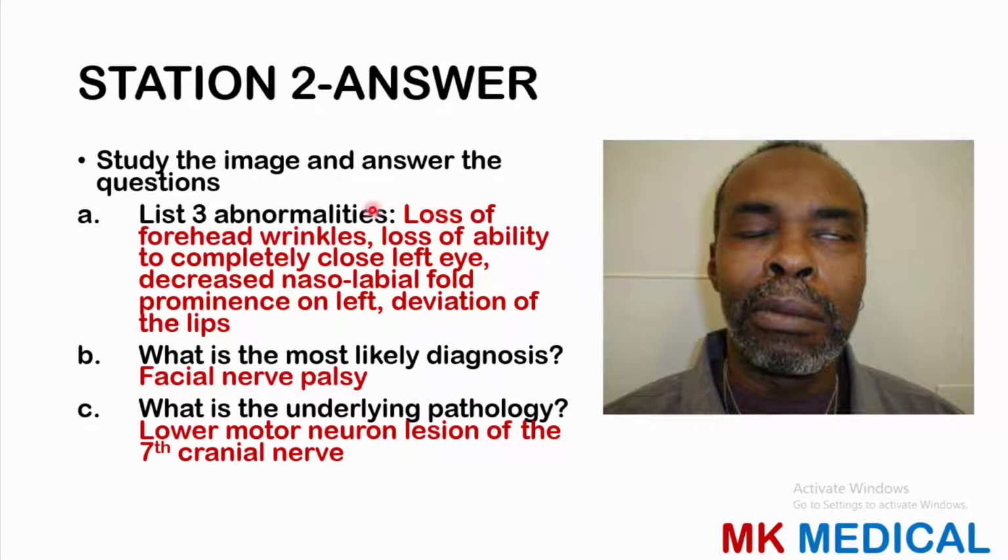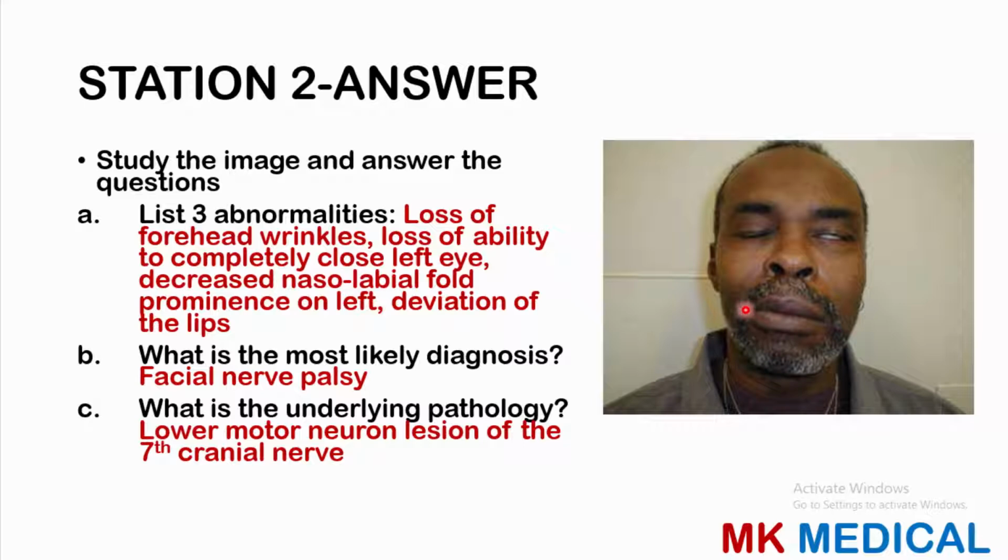So, of course, as we can see here, the first thing is the loss of forehead wrinkles. As you can see, there is no wrinkling. It's almost smooth in this picture. You also have loss of ability to completely close the eye. On the left side, the left eye is not completely closed, whilst the right eye is completely closed. And then you also have this fold, which is known as the nasolabial fold. There is a decrease in the nasolabial fold on the left side. Then you also have deviation of the lips, obviously.